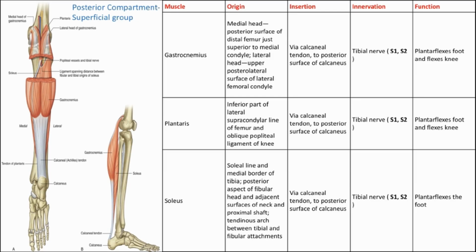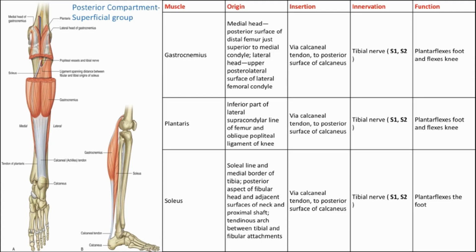Plantaris. So this is a small muscle. It has a small muscle belly proximal to a long, thin tendon. And this tendon descends through the leg and joins the calcaneal tendon, right? The muscle takes origin superiorly from the lower part of the lateral supracondylar ridge of the femur and from the oblique popliteal ligament associated with the knee joint.